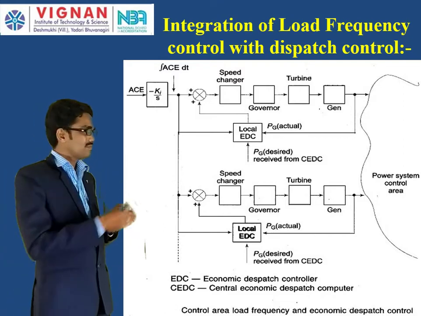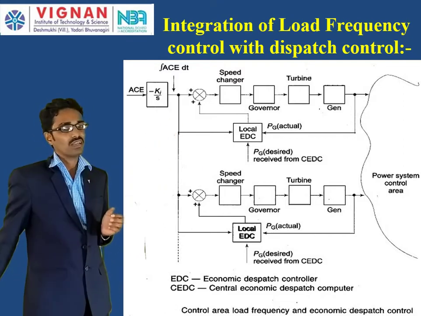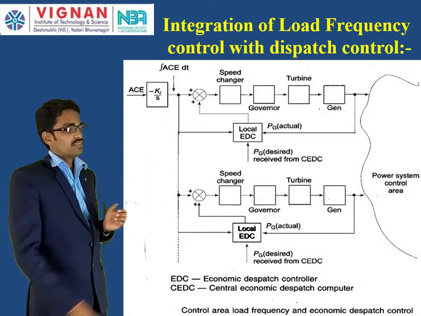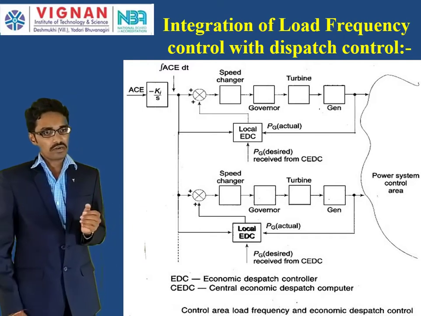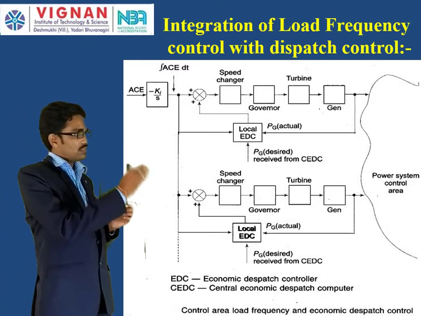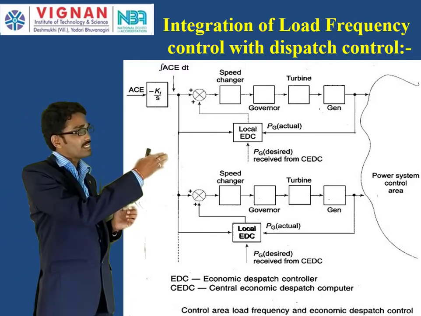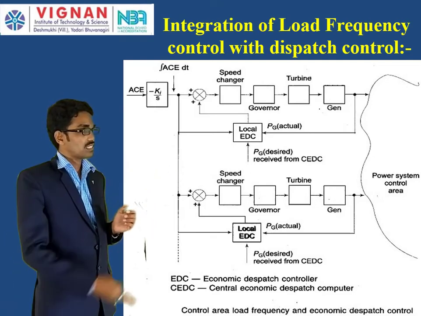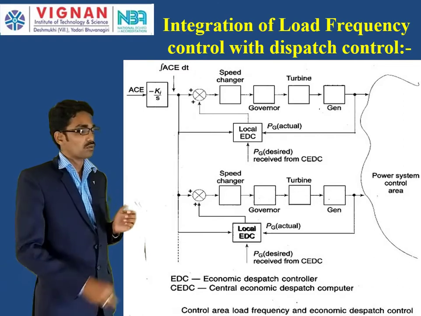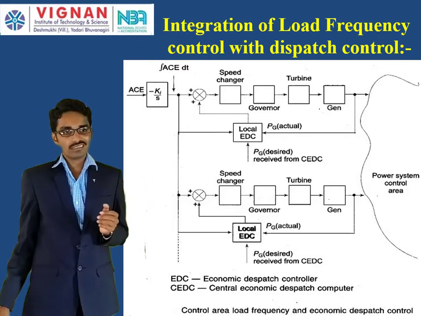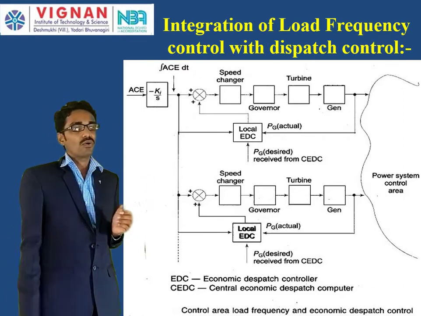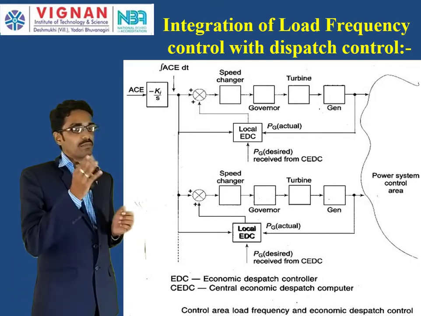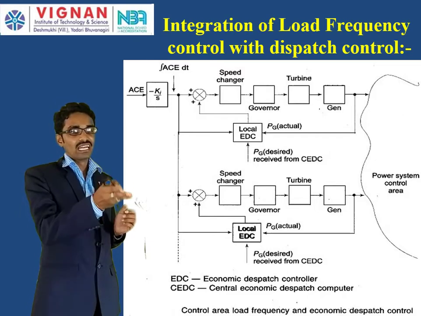There is a power system control area, and that area needs to be controlled. If there is any change in that power system control area, the change in the load demand is going to be controlled through the load dispatch centers. We have local load dispatch centers, that is, the local economic dispatch controller.